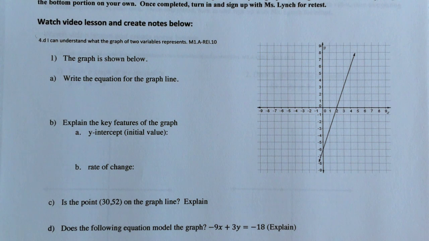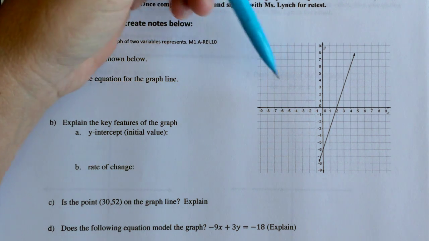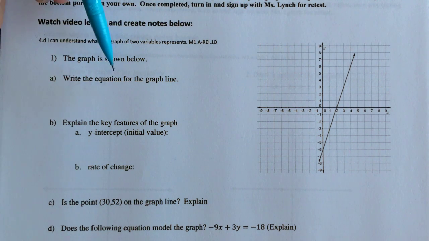This is the same question that you had on your tests, so as we're going through this, you can look at how your work looked and then compare that to what we've got here. Okay? So the graph is shown below. It's actually to the side here. Write the equation for the graph line.